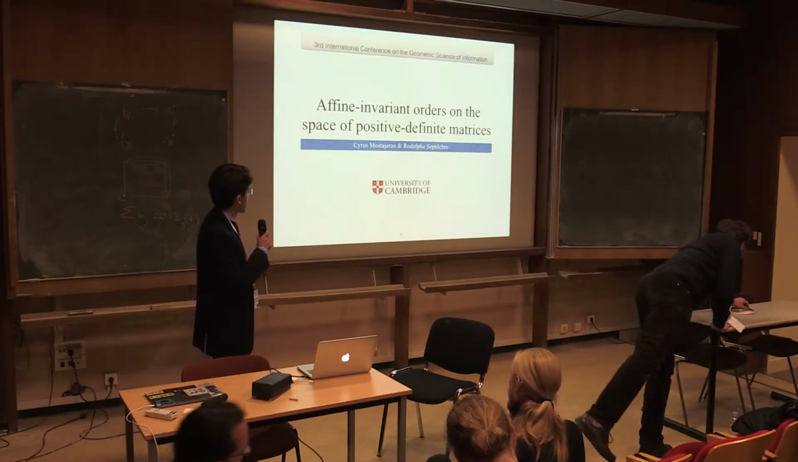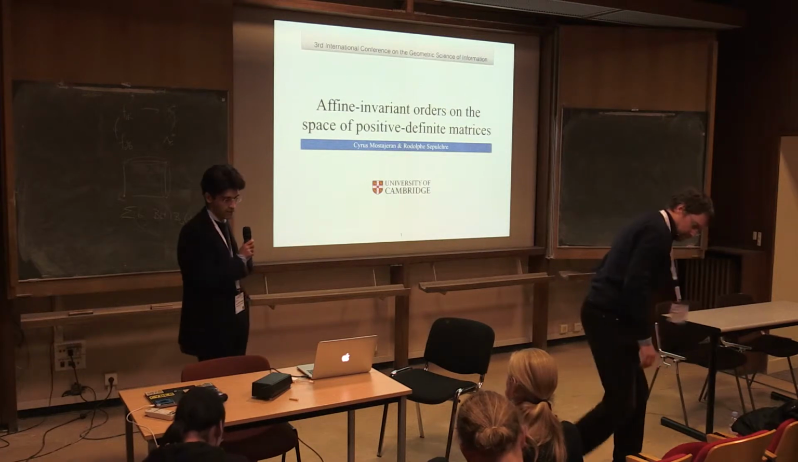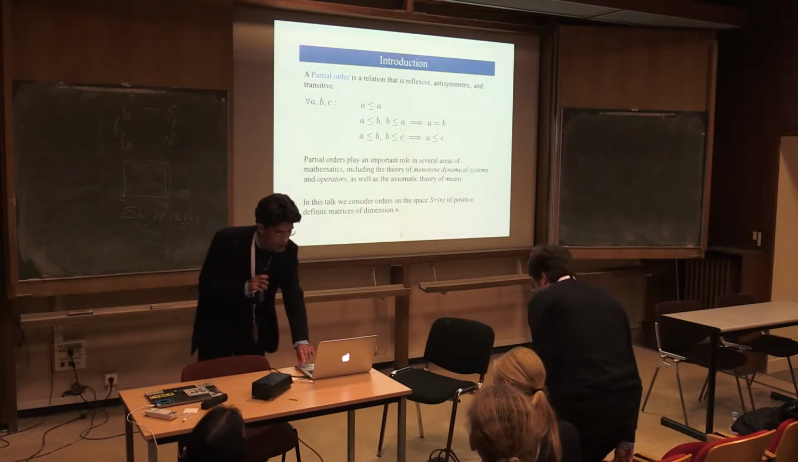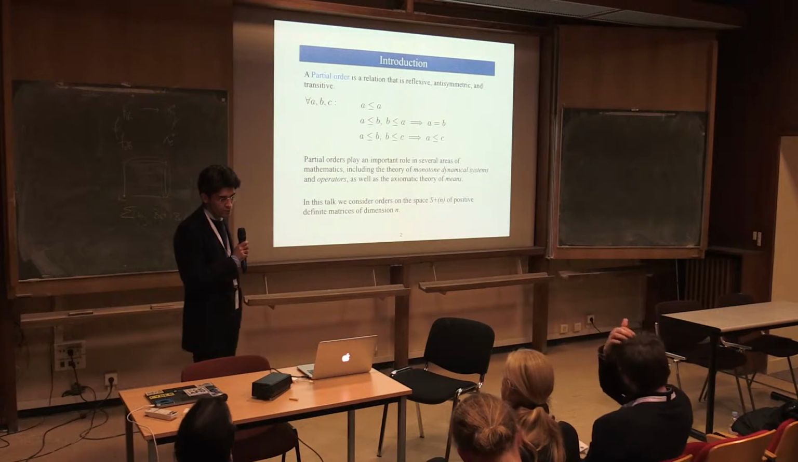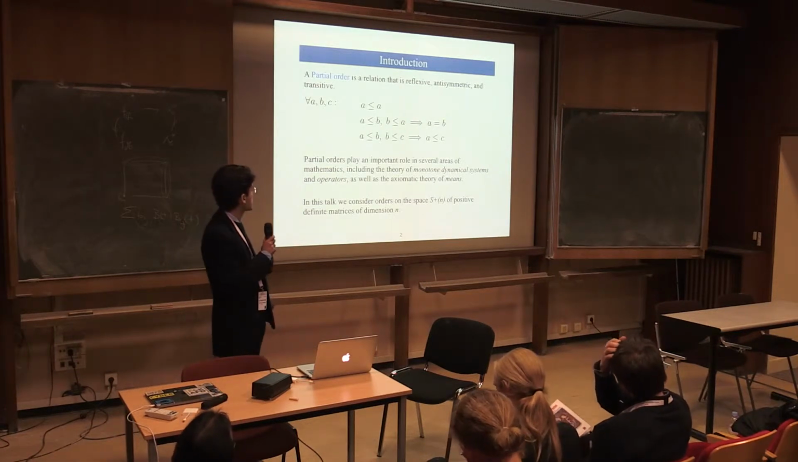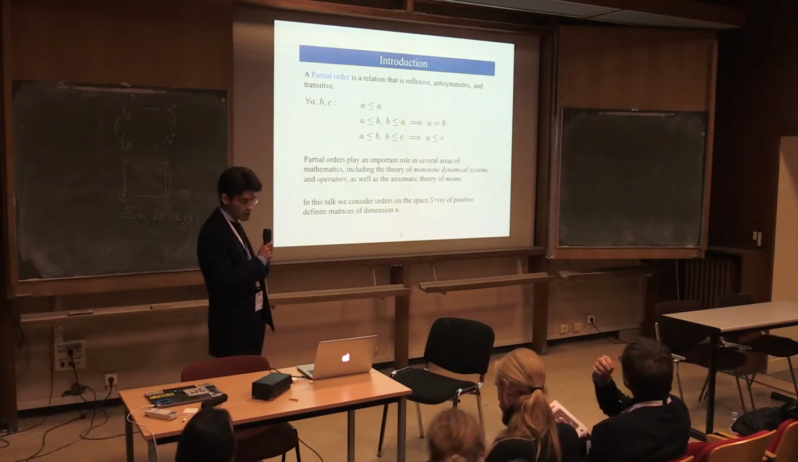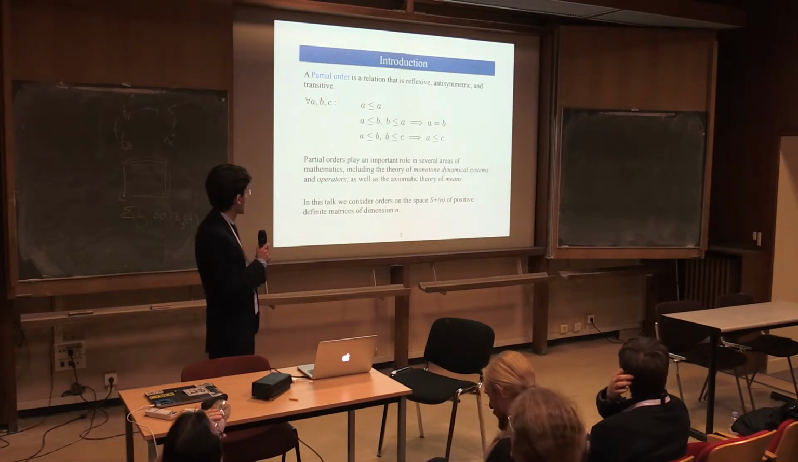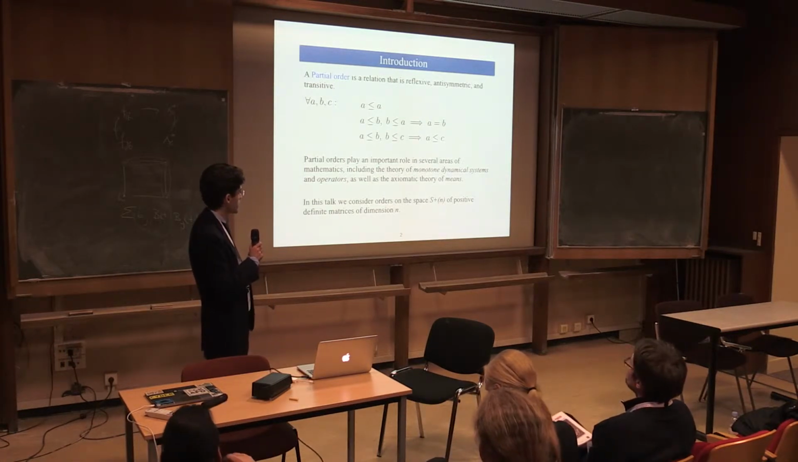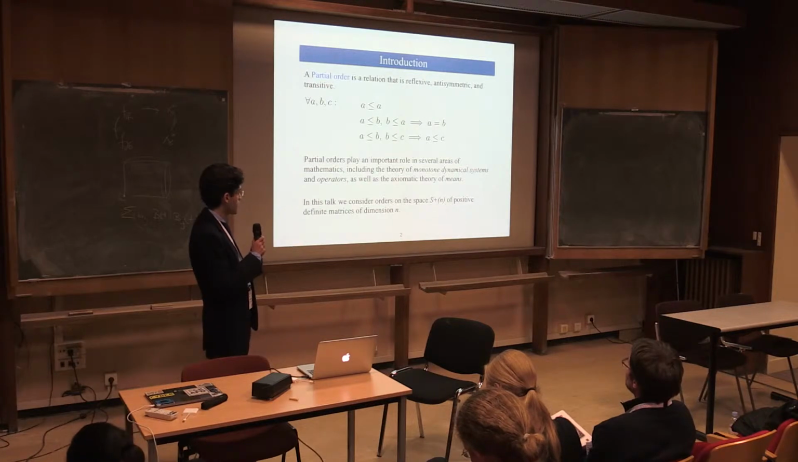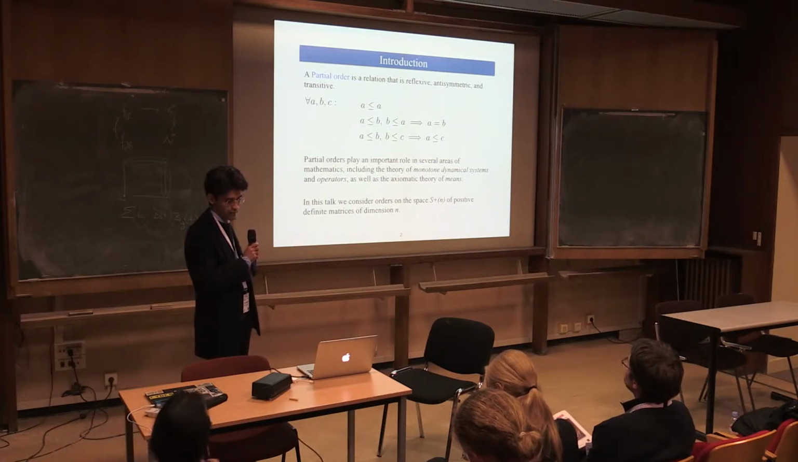I'm going to be speaking about affine invariant orders on the space of positive definite matrices. As you all know, a partial order is a relation that is reflexive, antisymmetric, and transitive. Partial orders play an important role in several areas of mathematics, including the theory of monotone dynamical systems and operators, as well as the axiomatic theory of means.